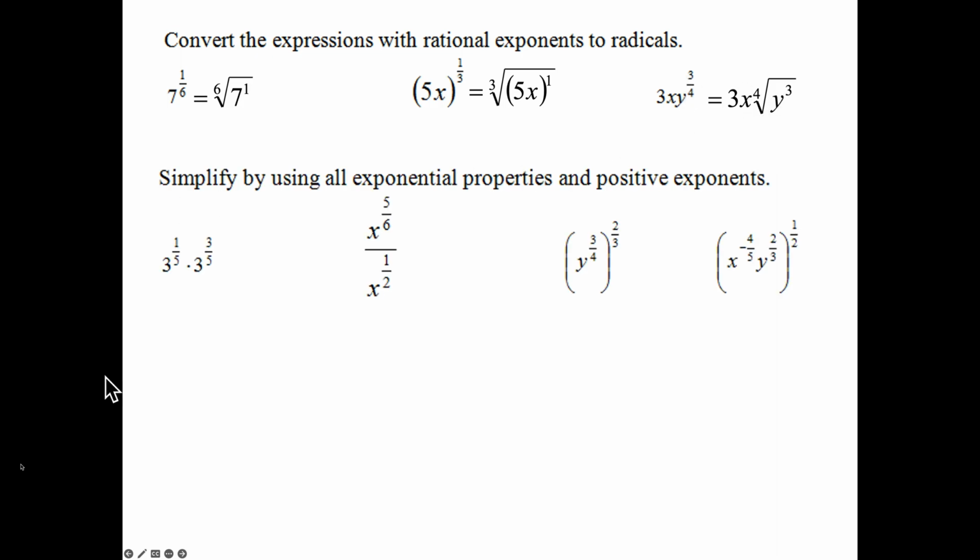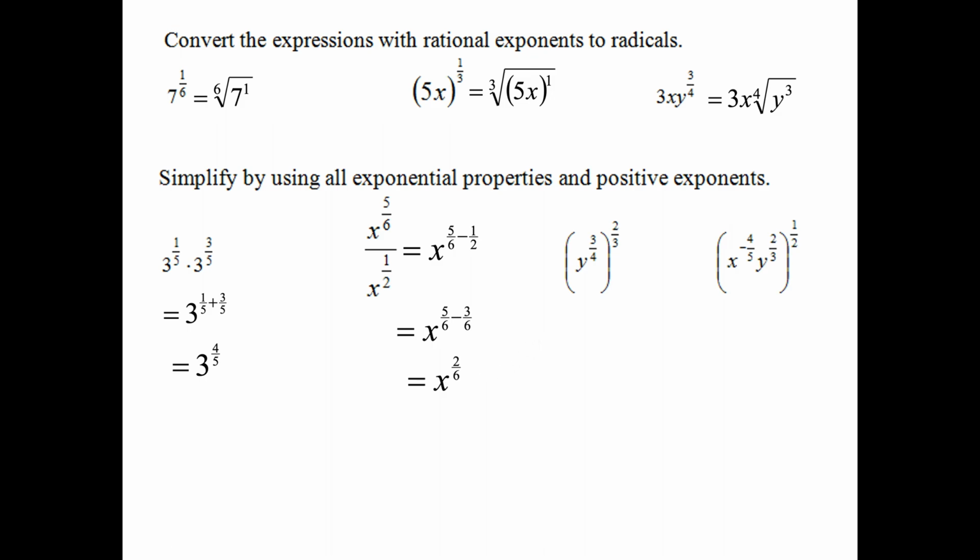Okay, simplifying these exponential properties and write them with positive exponents. Now we just have all fractional exponents to work with. So here's my product rule. Multiply like bases, add your exponents, 1/5 plus 3/5, 4/5, done. Dividing like bases, subtract your exponents. 5/6 minus 1/2. You need a common denominator. 2 goes into 6 3 times, so multiply the top and bottom by 3 and make it 3/6. Subtract it to get x to the 2/6.